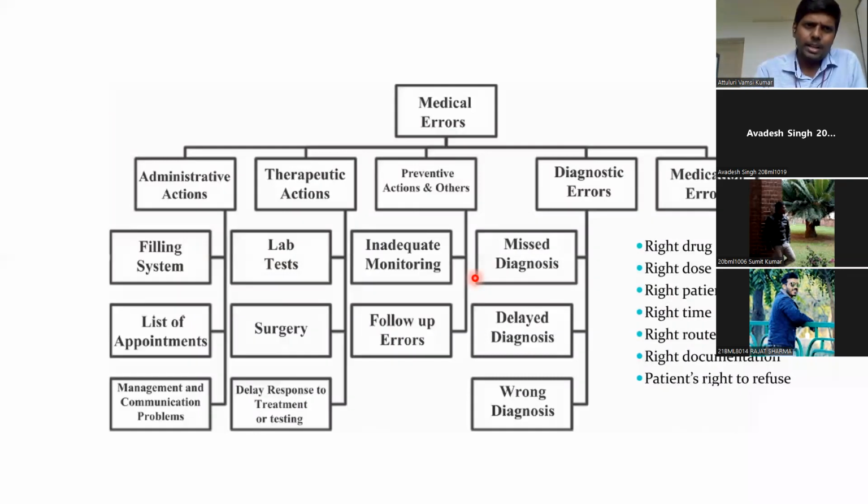So there are many types of medical errors. Medical errors can happen due to administrative actions, therapeutic actions, preventive actions, diagnostic, and other errors. Administrative actions means here, really interesting, students, administration, admin. Whenever you are coming to the hospital, they will take your data, right? That is called admin work. Even there, errors can happen.